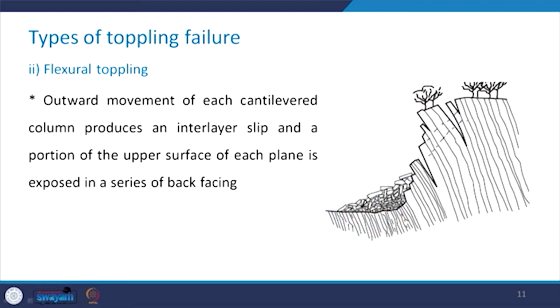The outward movement of each cantilever column produces an interlayer slip. So, the moment there is the outward movement of each column, there is going to be the interlayer slip, and the portion of the upper surface of each plane is exposed in a series of back facing. Like you see here, this portion, that is the upper portion of this column, is exposed in a series of back facing here.